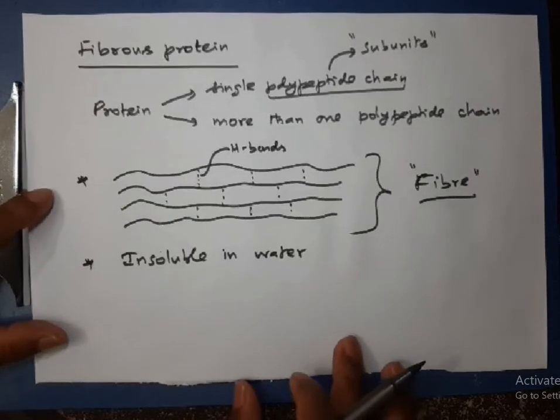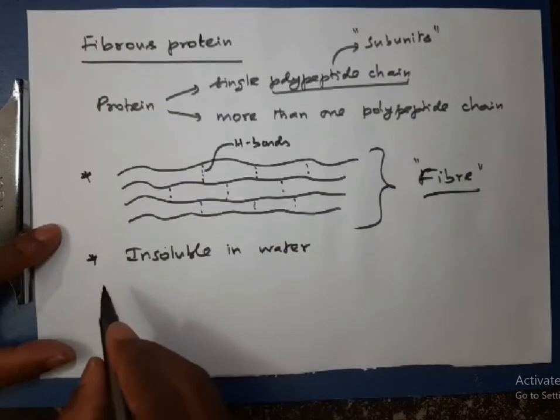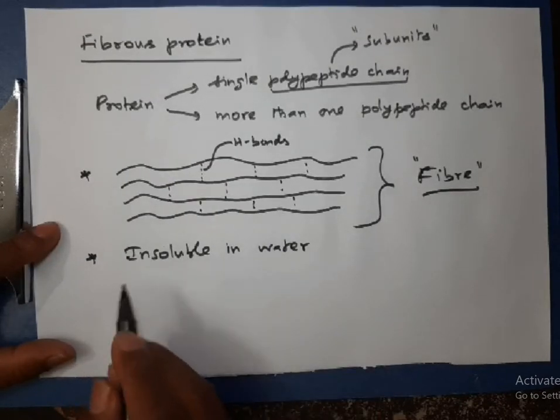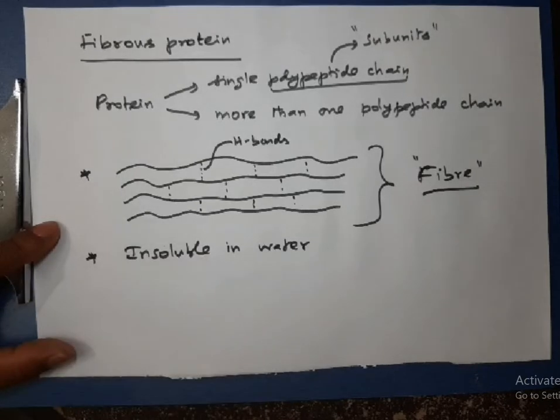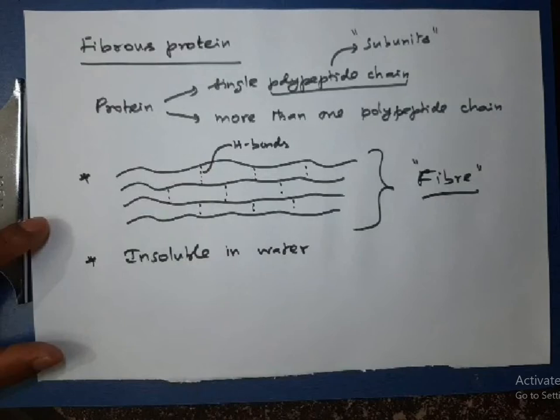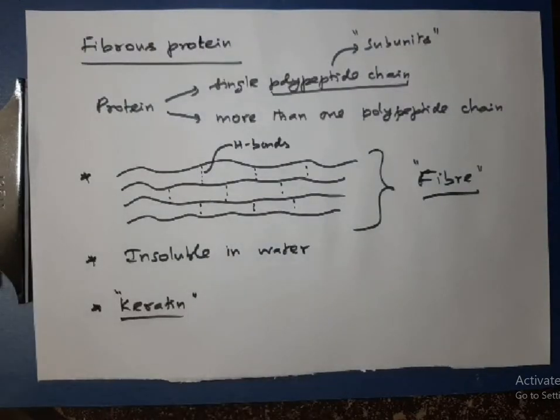And fibrous proteins usually form what are called structural proteins, say keratin and muscle proteins, etc. They are all called fibrous proteins. We'll just take one example, keratin. It is called a fibrous protein.